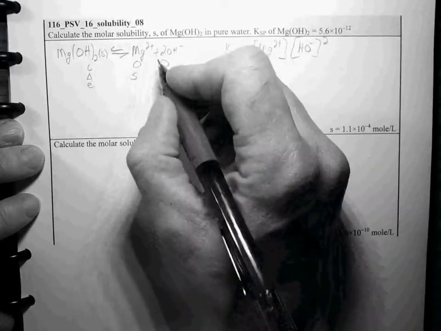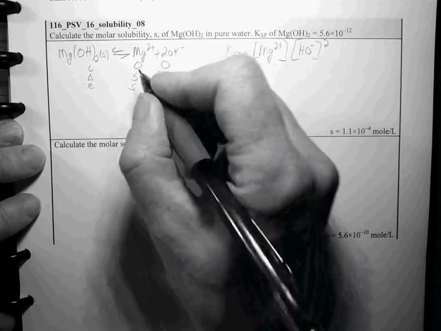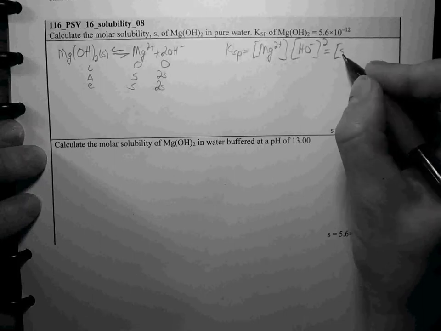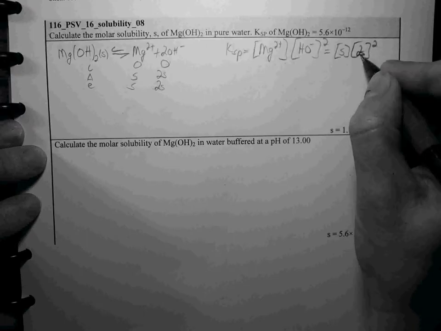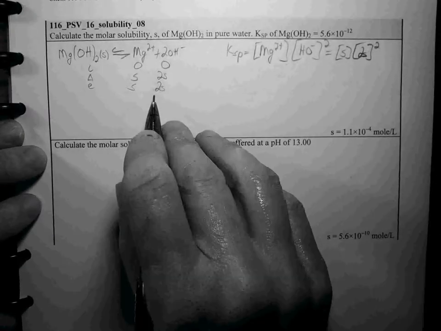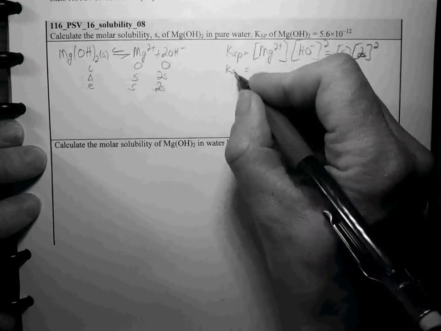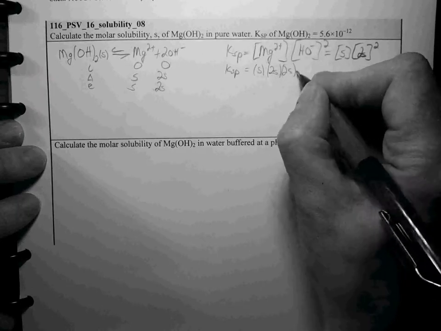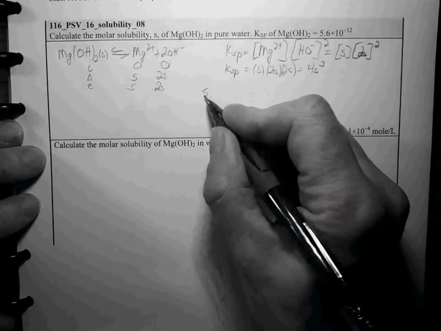When S moles dissolve, we get S and 2S moles of magnesium and hydroxide. Equilibrium is the initial plus the change. Note the squared is outside of the brackets because 2S represents the hydroxide ion concentration. So KSP is equal to S times 2S times 2S, which is 4S to the third. We want S.